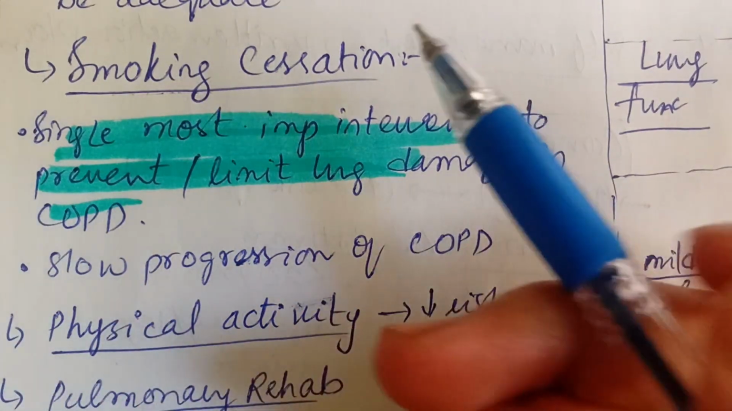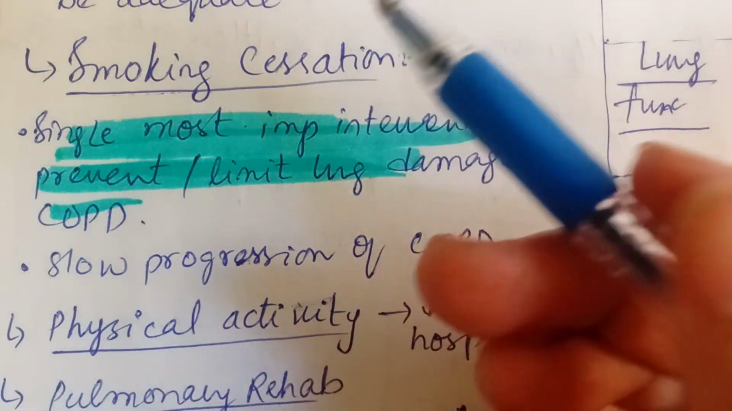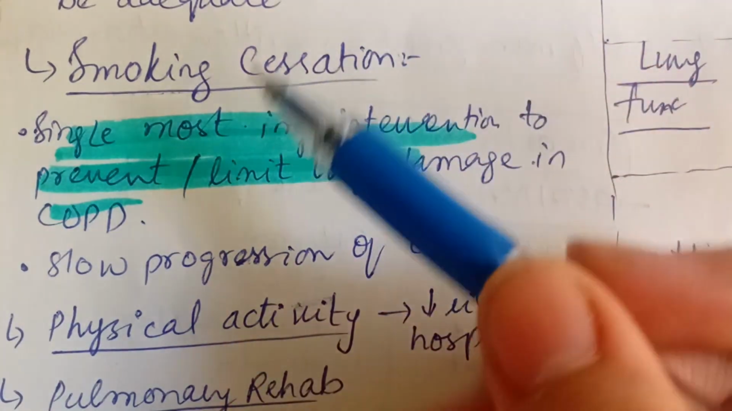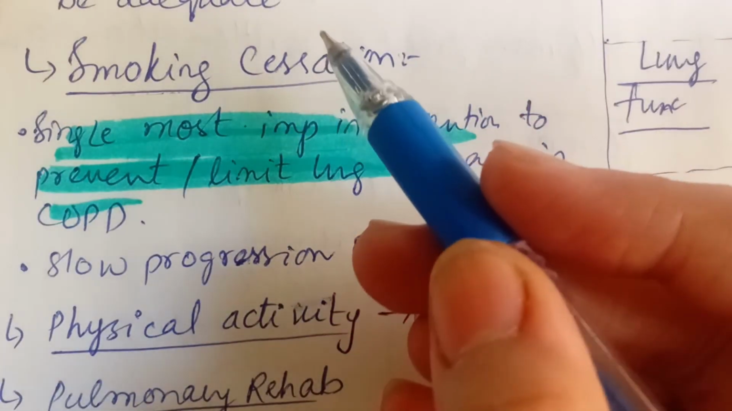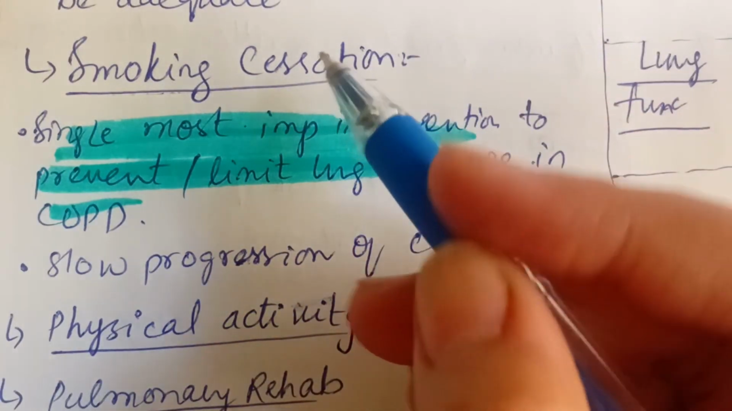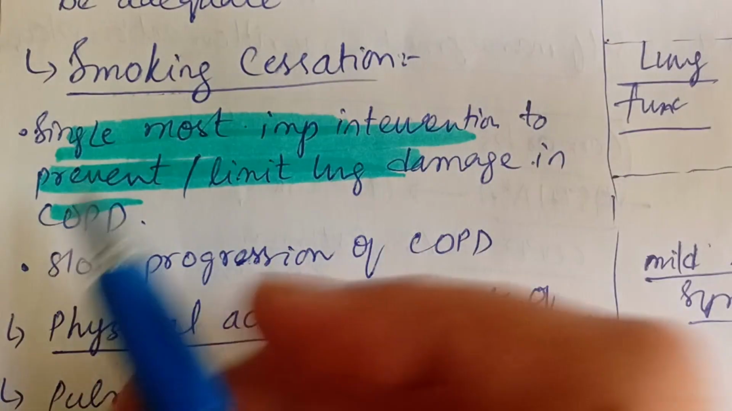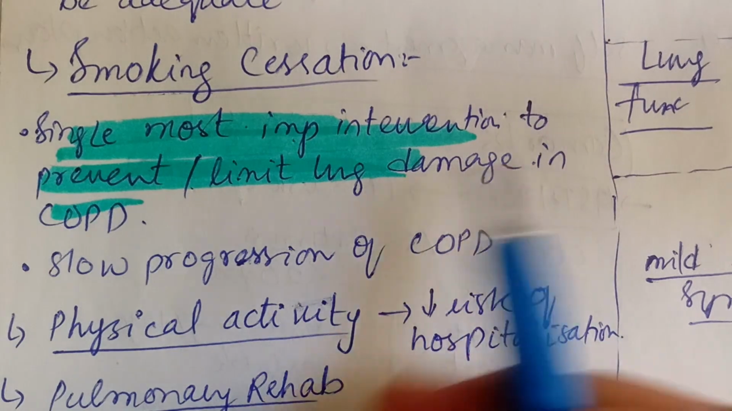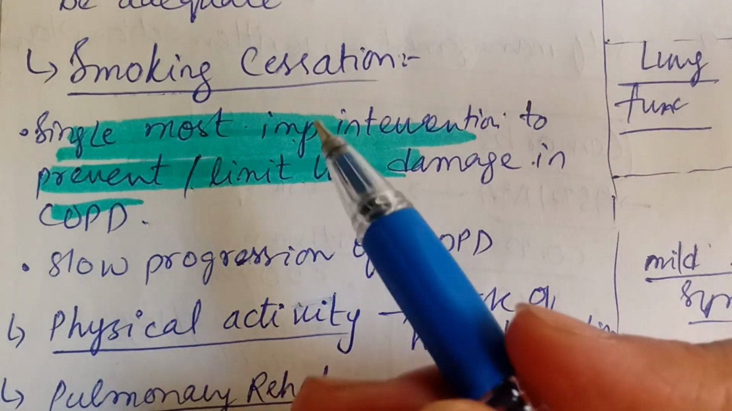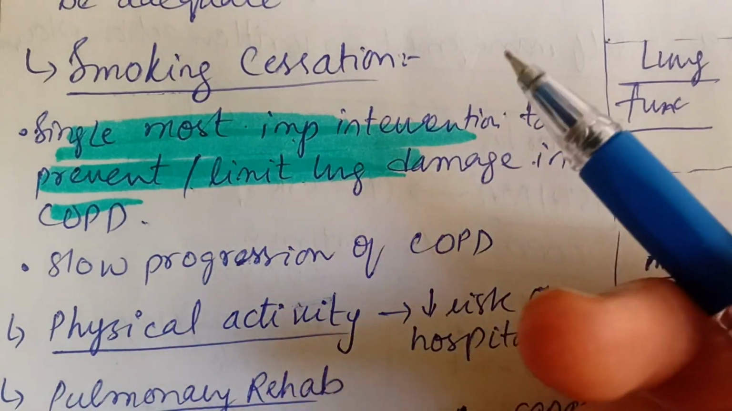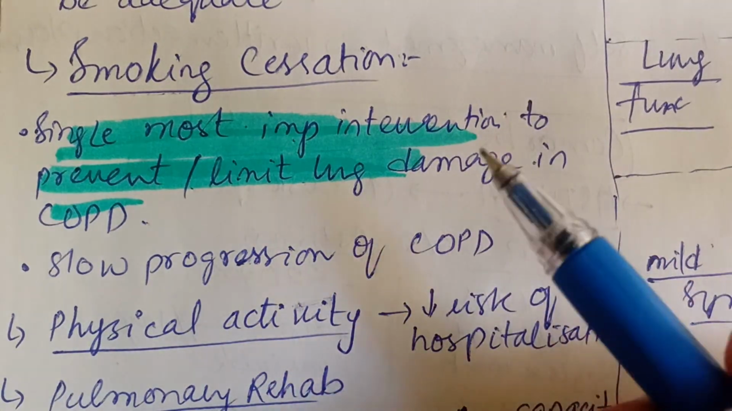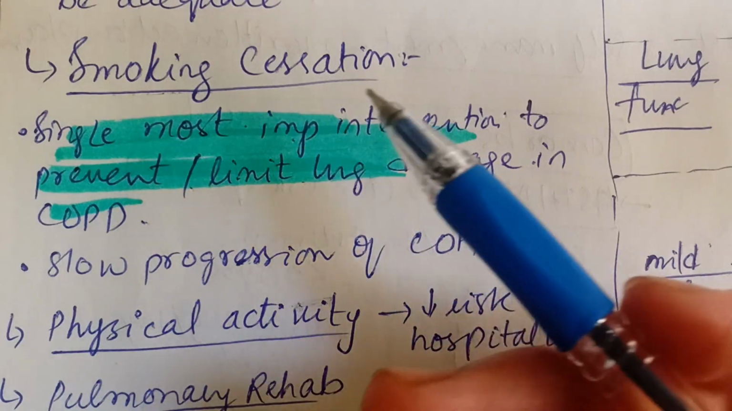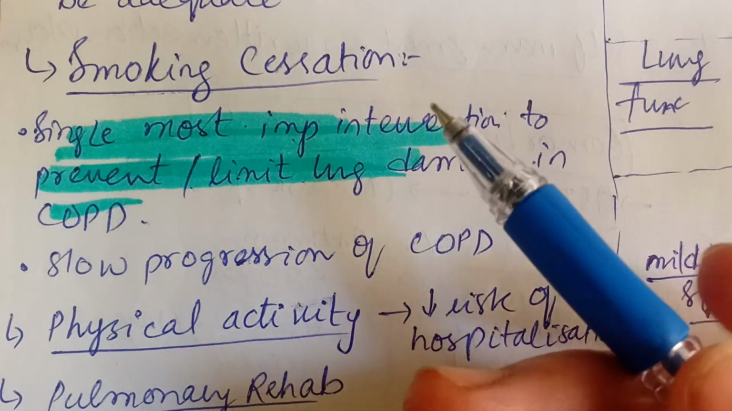As COPD is caused by heavy exposure to tobacco, smoking cessation is the number one general measure that is going to benefit the patient, and it is the single most important intervention to prevent or limit the lung damage in COPD. Once COPD is diagnosed and the patient starts to develop COPD, it cannot be cured, but we can slow the progress of COPD. And smoking cessation is the simple general measure without drug therapy.